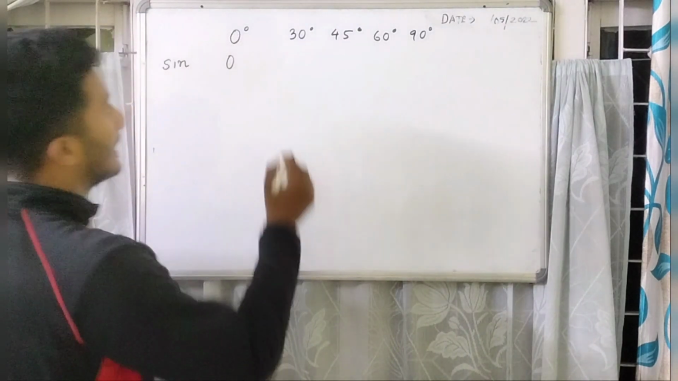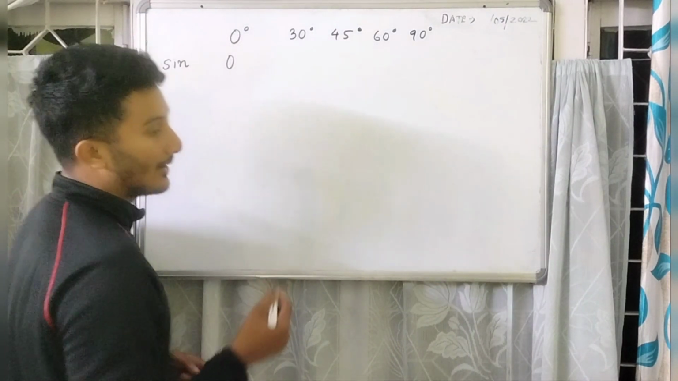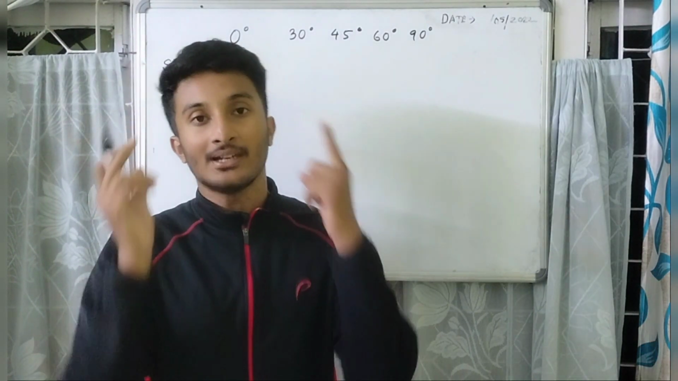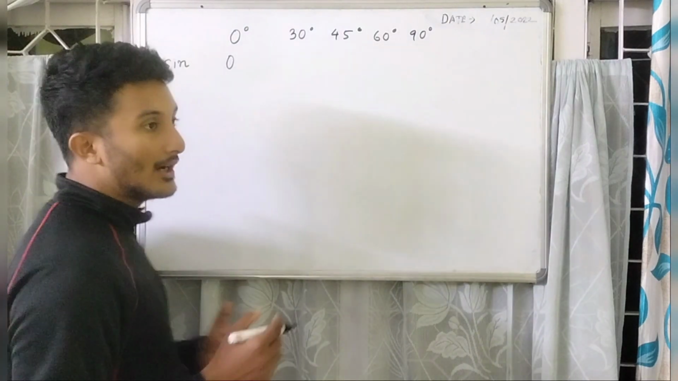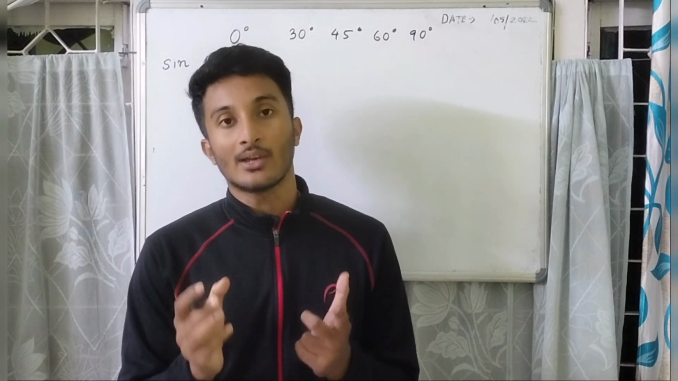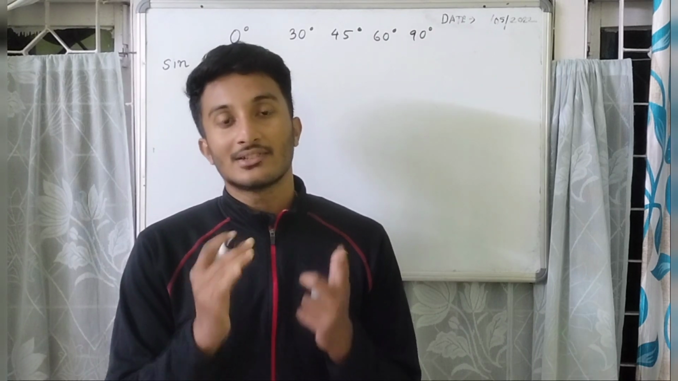Now what is sine 30 degree? How will we remember? We know that sine 30 degree is half, but how can we keep that in our mind? If you tend to forget it at any point of time, how can you recollect it? There is a trick to recollect it.